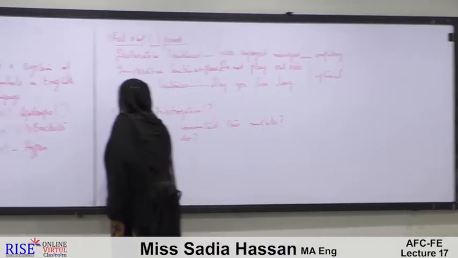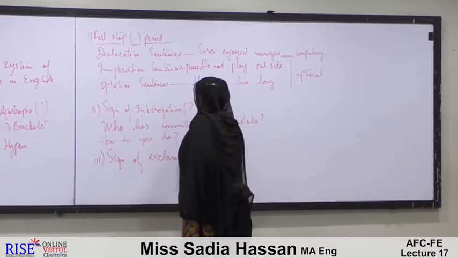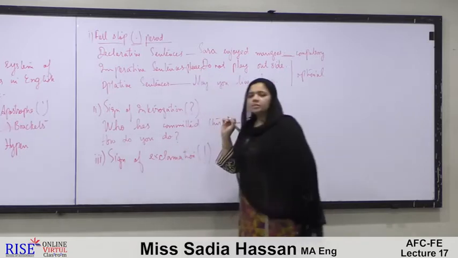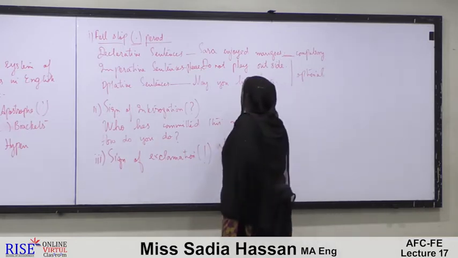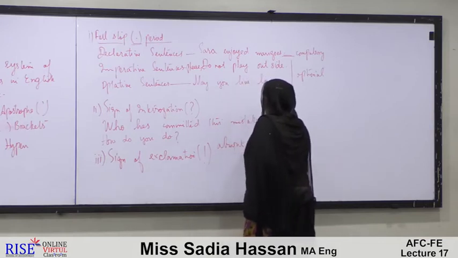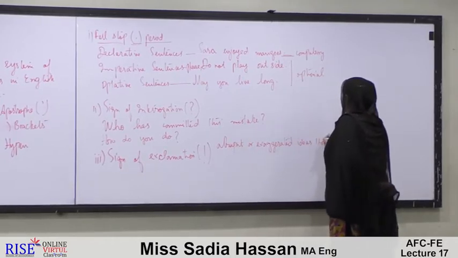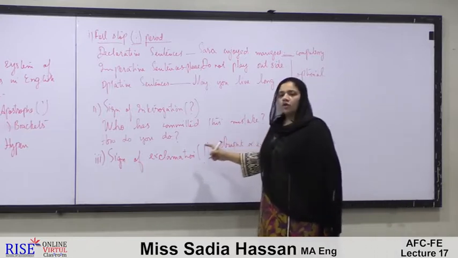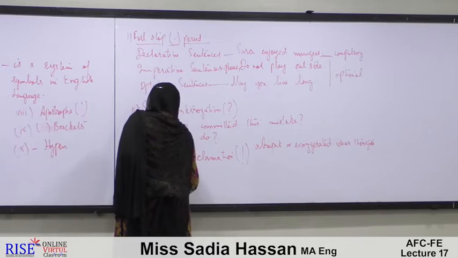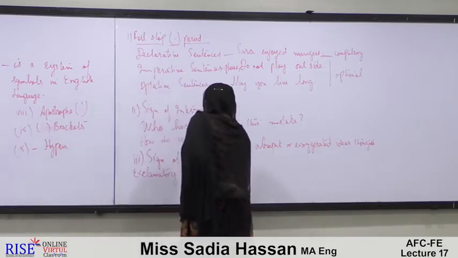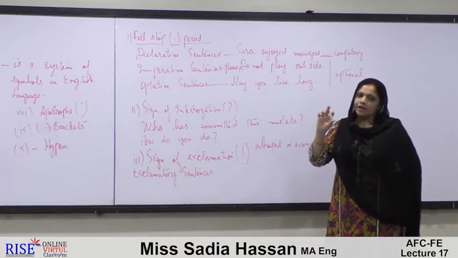Now we move on to sign of exclamation. This punctuation mark represents abrupt or exaggerated ideas and thoughts. It is one of the compulsory parts of exclamatory sentences. It might be used at the end of an interjection, or at the end of exclamatory sentences.